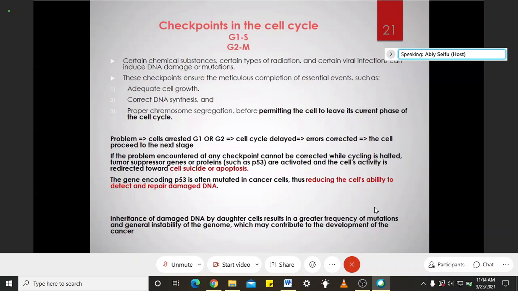So a cell which contains damaged or defective DNA will not proceed through the cell cycle, and it will be arrested at the G1/S interface. The defect will be corrected, and then the cell will be allowed to proceed to the next phase. Otherwise, the cell will stay at the checkpoint. So the main factors that cause DNA abnormality are chemical exposure, radiation, and certain viral infections. A cell with DNA damage will not undergo the cell cycle, and that abnormality has to be corrected first.